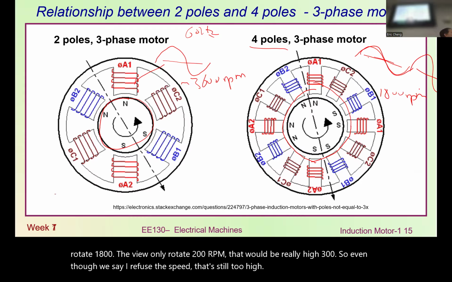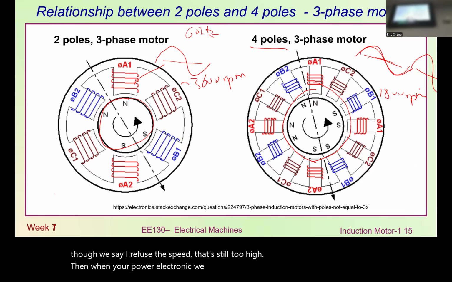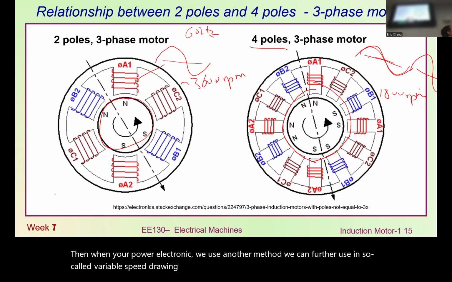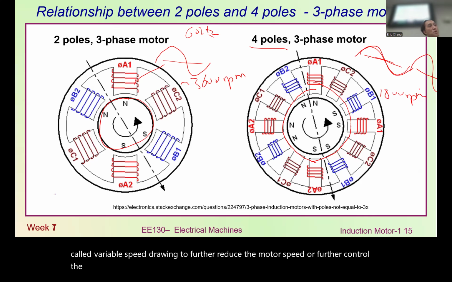Then when we use power electronics, we use another method. We can further use a so-called variable speed drive to further reduce the motor speed, or further control the motor speed and torque with the power electronics.